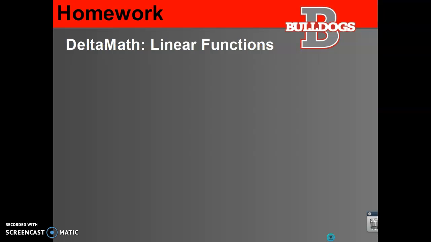All right, that was a quick little review for you of graphing linear functions. So now you will complete the Delta Math assignment to make sure that we're very good at this stuff in anticipation for tomorrow's new lesson where we will apply graphing linear functions.